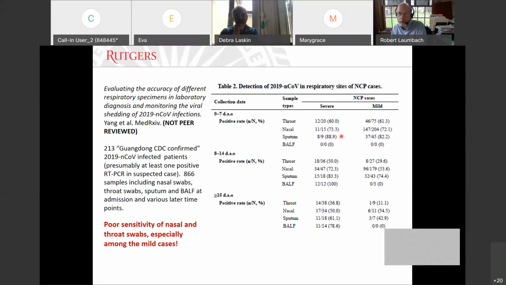sensitivities, again retest sensitivity, of perhaps at best for the throat and nasal swabs about 73%, and quite a bit lower in some cases, especially for mild disease, which you might imagine, again, that people with milder disease would be less likely to test positive because of increased likelihood of false negatives due to the fact that their viral load may be lower and less detectable.